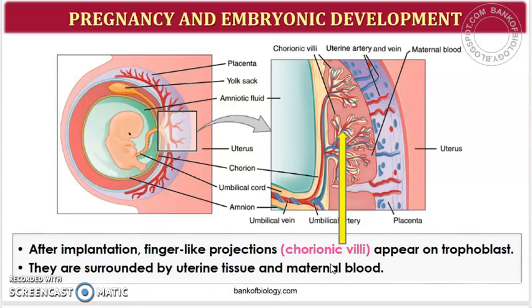Okay, and where does this appear? It appears on the trophoblast. You can see it here. So you are able to find the chorionic villi here. So these are all chorionic villi. Villi are nothing but finger-like projections. So this is the uterus, and this is the trophoblast layer. So this chorionic villi appears in the trophoblast.